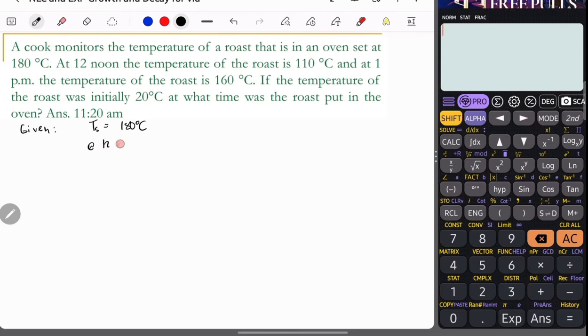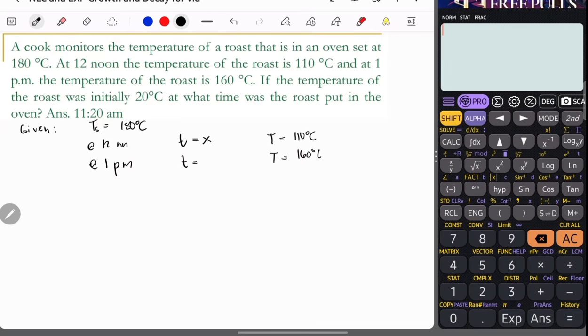At 12 noon, the temperature of the roast is 110 degrees Celsius. Do we know how much time has passed since the cook put the roast in the oven to 12 noon? No. So we can let that time equal X. X is the time that passed from the time the cook put the roast in the oven to 12 noon. And at 1 p.m., the temperature of the roast is 160.